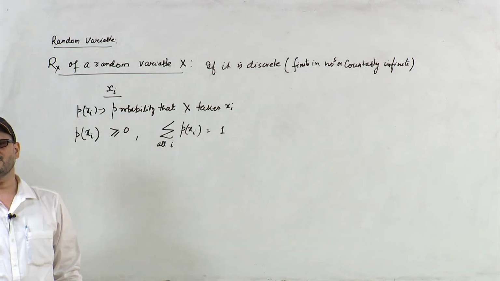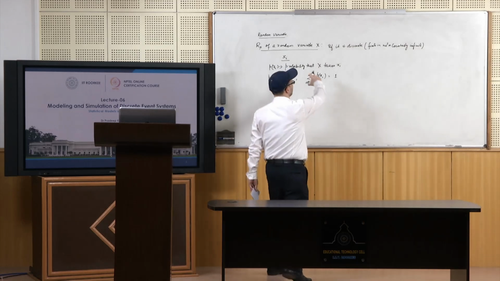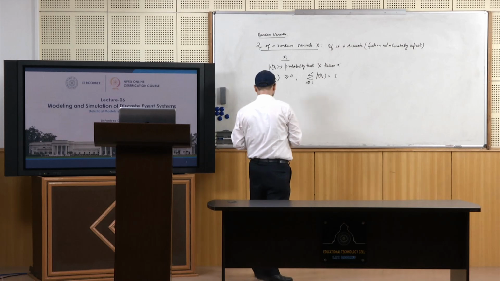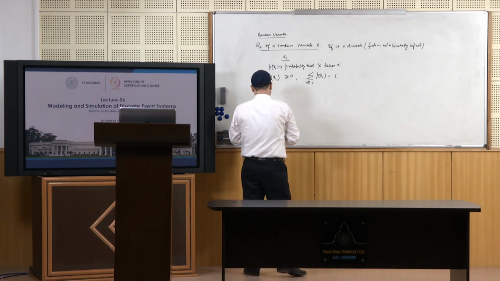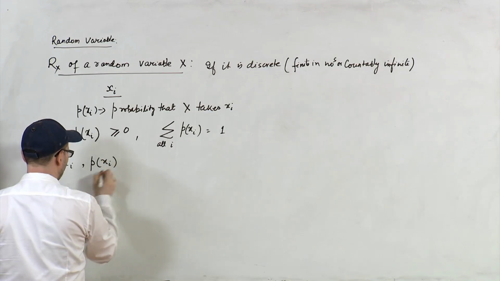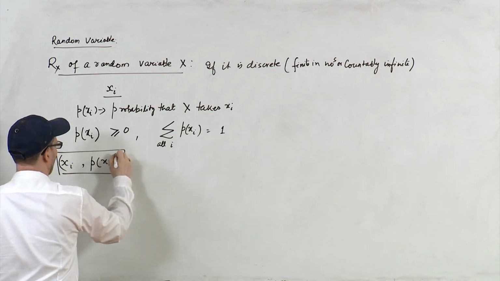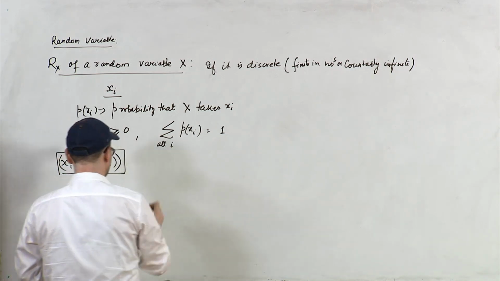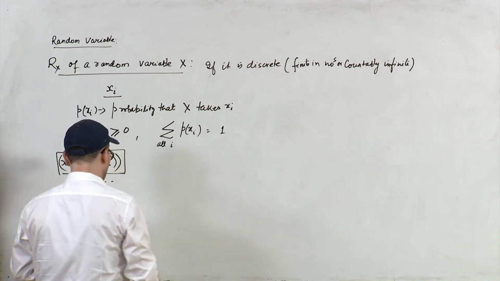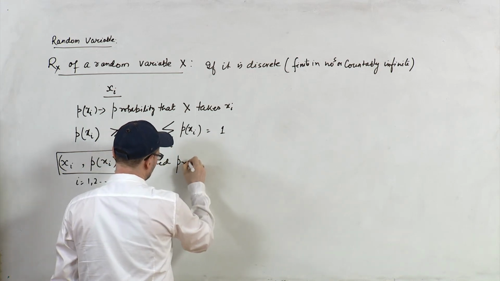This is the property of the discrete random variable, because X will have a range, that is Rx. Then xi and p(xi), for i equal to 1, 2 and so on, is basically known as the probability distribution of X.